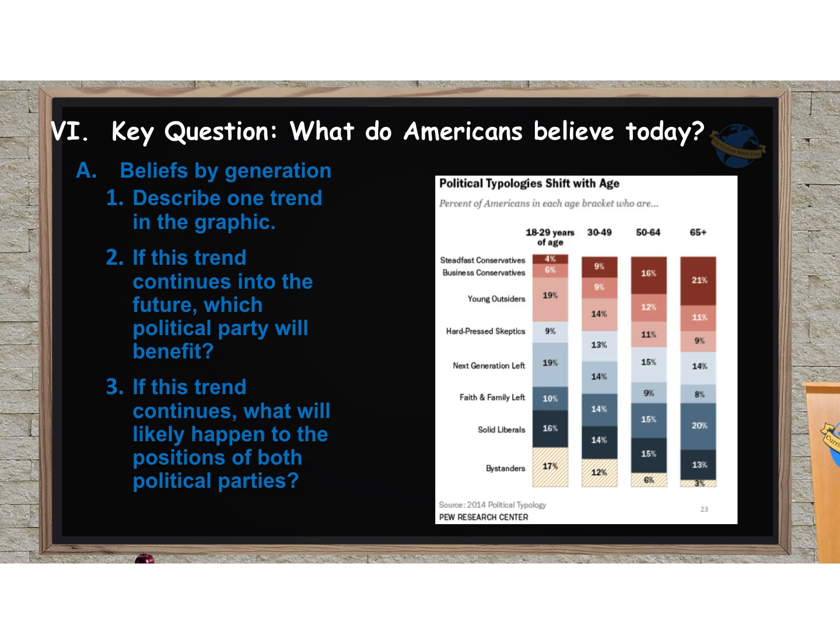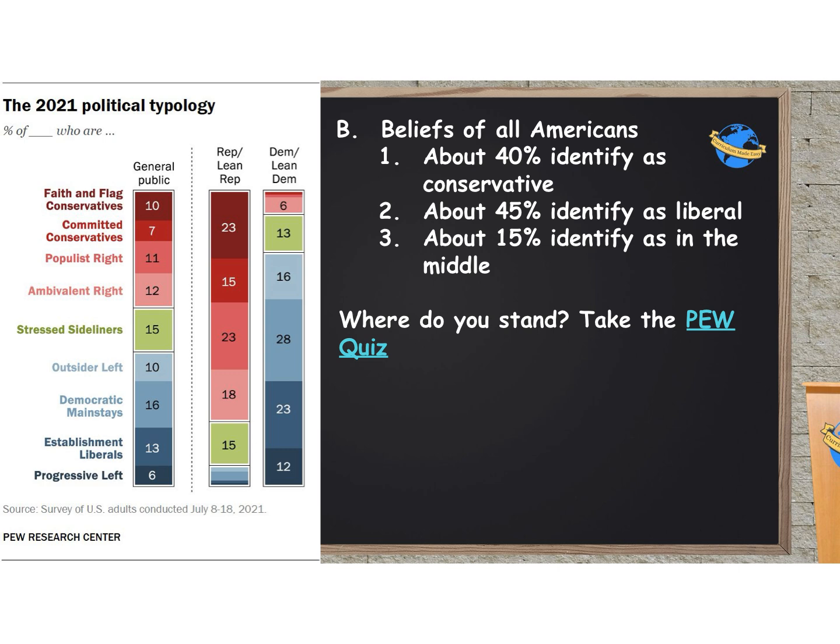In class, you're going to get a chance to take a quick quiz to figure out where you fall in this political spectrum. In general, though, about 40% of Americans identify as conservative, 45% identify as liberal, and about 15% identify as somewhere in the middle. We'll be taking this quiz in class to figure out again where you stand.